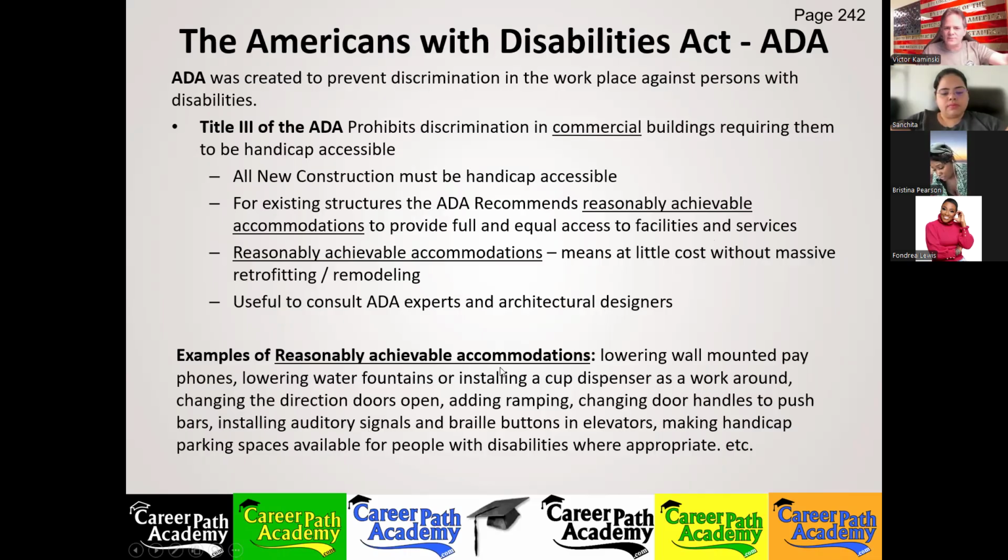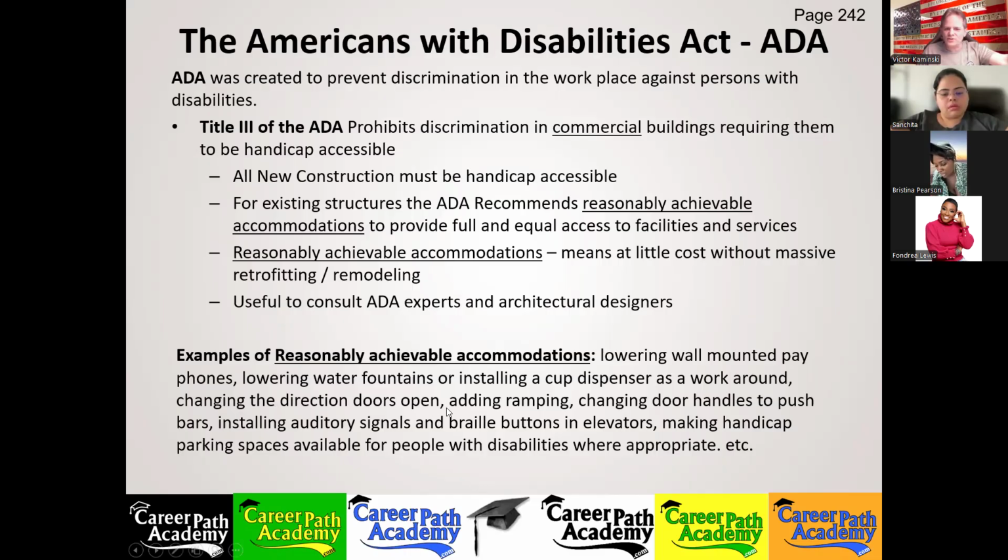Some examples of reasonably achievable accommodations may be lowering wall-mounted payphones, if you could still find them around, lowering the water fountains, or installing a cup dispenser next to a water fountain as a workaround instead of lowering it. Just make sure you don't run out of cups. Otherwise, some ambulance chaser attorney is going to be waiting for somebody to roll up in a wheelchair so that they could sue, because the water's not available to them since they didn't lower the water fountain.